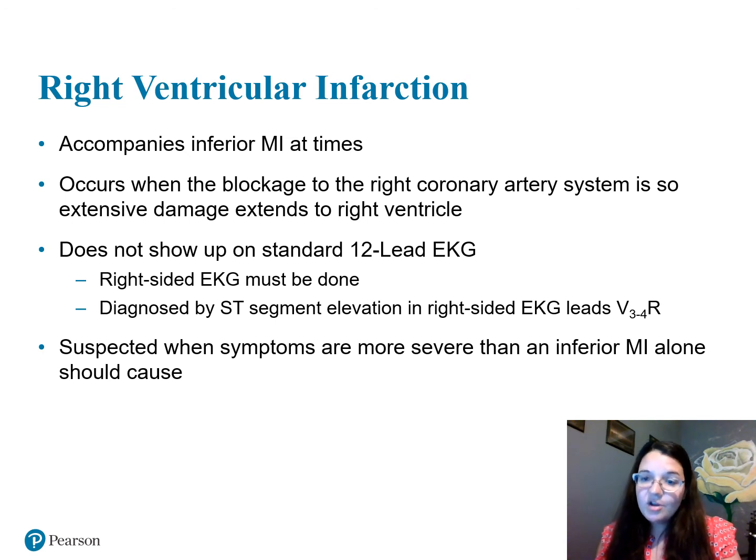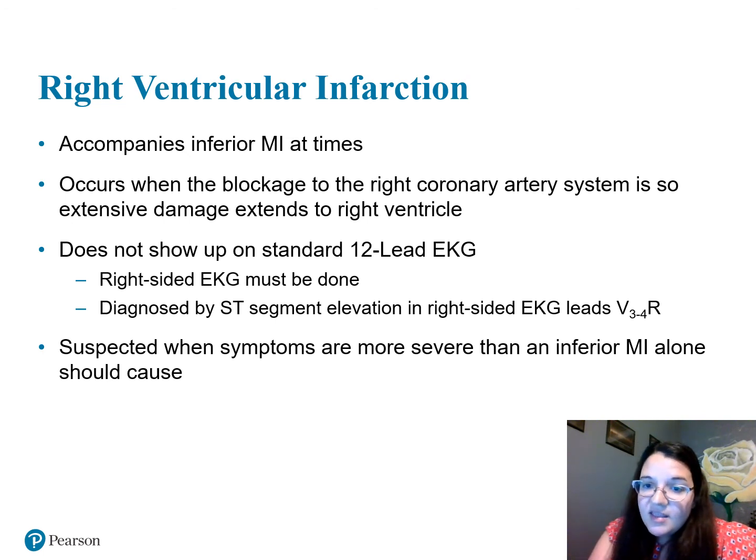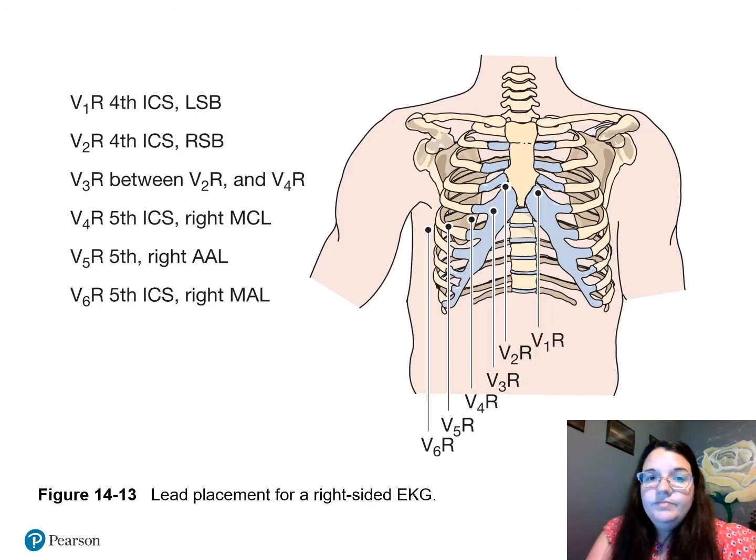Remember that from EKG 1. Where do V1 and V2 go? On that fourth intercostal space. Where does 3 through 6 go? On the fifth intercostal space. Okay? It is suspected when symptoms are more severe than an inferior MI alone, and it should be done. And this is just showing you, it's just what I said, just on your right side.